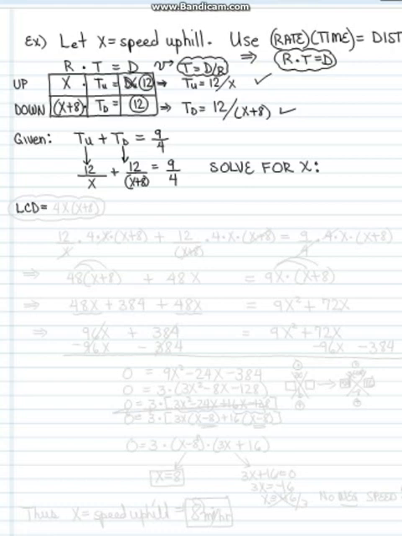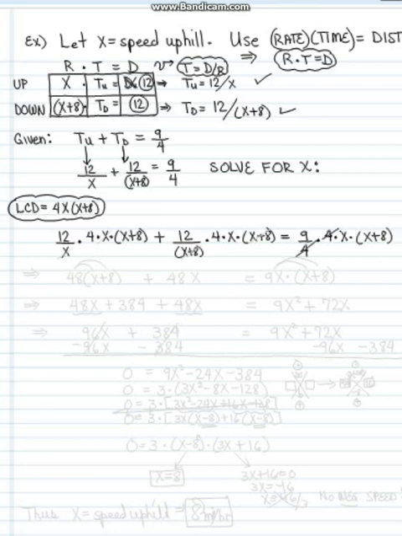So I get rid of the fractions in the equation by multiplying both sides of the equal sign by 4 times x plus 8. Every term on each side will be multiplied by this. So we have 12 over x times the LCD, 4 times x plus 8. Then bring down the plus sign. We have 12 over x plus 8 times the LCD, 4 times x plus 8. Then we have the equal sign. We have the 9/4 times the LCD, 4 times x plus 8. Here we have a cancellation of 4s. Here are cancellations of x plus 8. Here a cancellation of 12s.